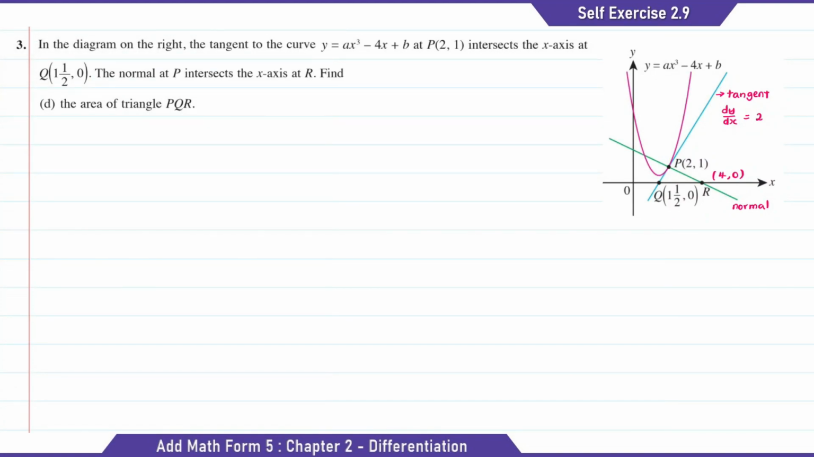Question D. Find the area of triangle PQR. So here we're going to use the shoelace formula. As for the 1 and 1 over 2, I can write this as 3 over 2.